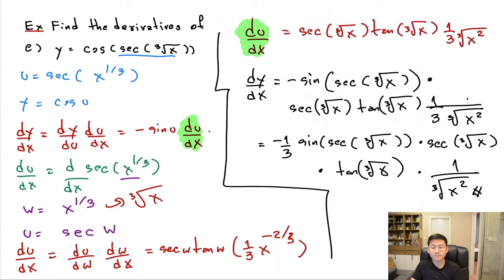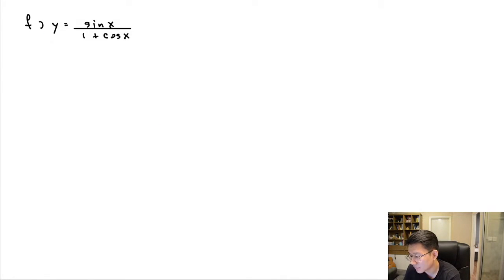Well, the next question is the last question on derivatives of trigonometric functions. Here we probably need to use the derivative of quotients, right? So dy is, what is it?